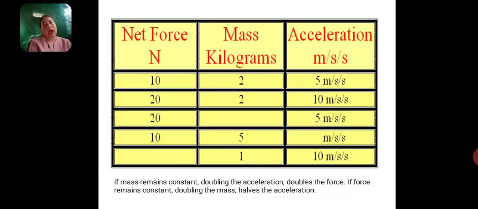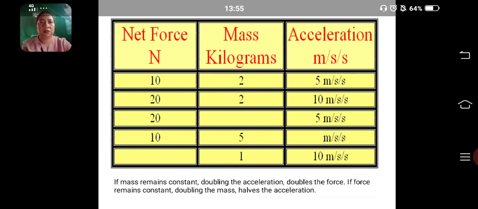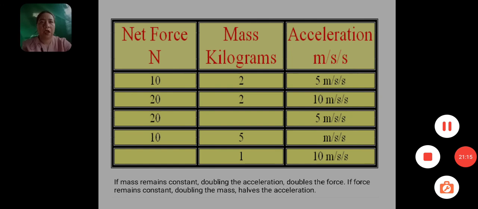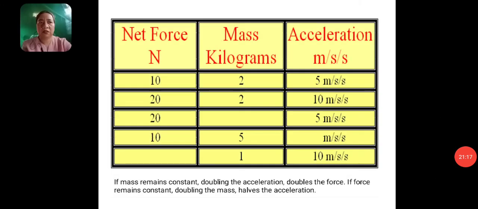Now, I will give you 5 minutes to solve this problem in your notebook. Okay? So I will give you 5 minutes, and your timer starts now.